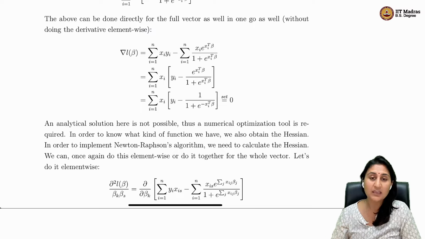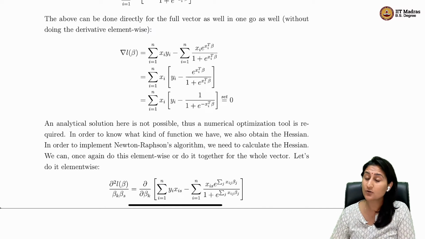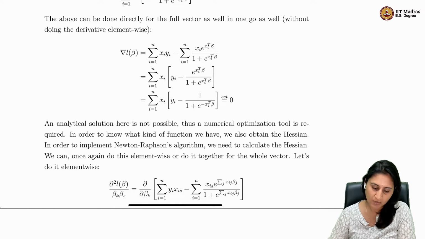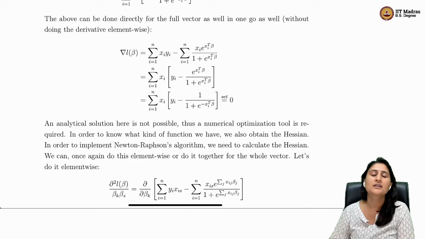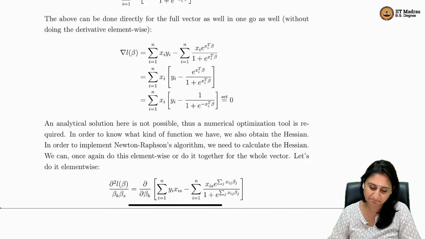But if I'm going to implement Newton's algorithm, I want to be able to know for sure that Newton's algorithm will converge. And in order for us to implement Newton's algorithm, I need the Hessian, or the second derivative. So that's the next job. We need to find the Hessian in order to know whether we have a concave function, but we also need it in order to implement Newton-Raphson.